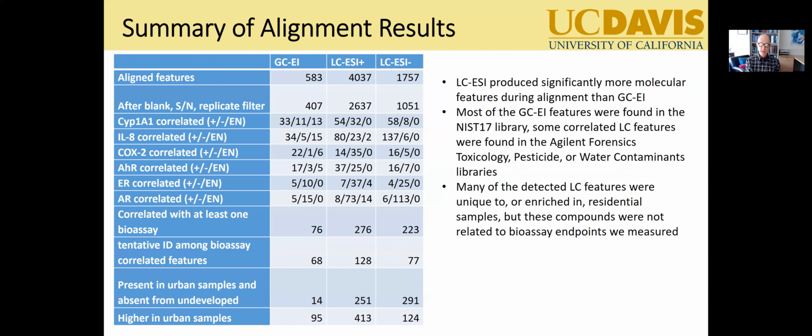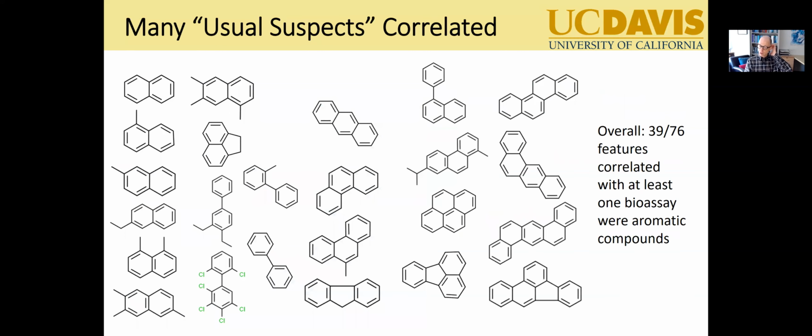Now you'll see that there are many compounds that are higher in the residential samples than in the undeveloped areas. But as we'll also see later, there's not a lot of connection between those compounds and the bioassay results that we looked at. So let's zoom in a little bit to think about those compounds which have a significant relation to bioassay results. Here we're specifically looking at aryl hydrocarbon receptor binding results, and there were 76 GC compounds which had a statistically significant relationship to aryl hydrocarbon receptor activity.